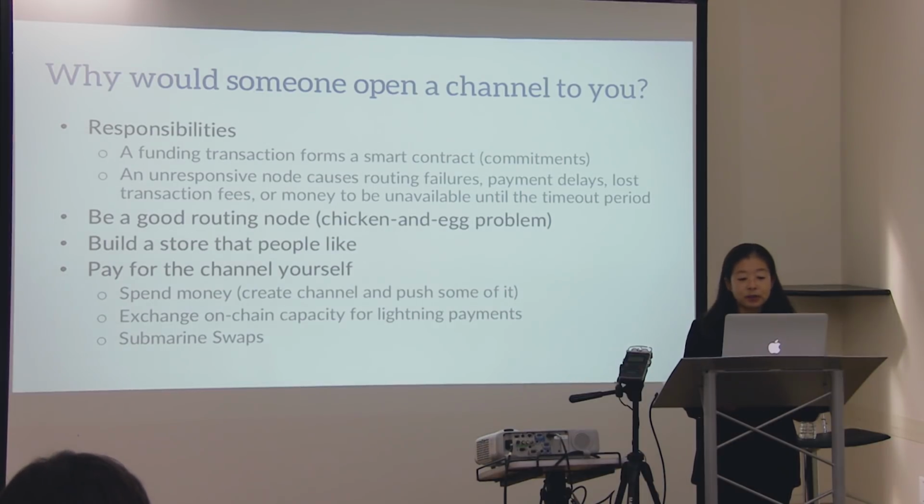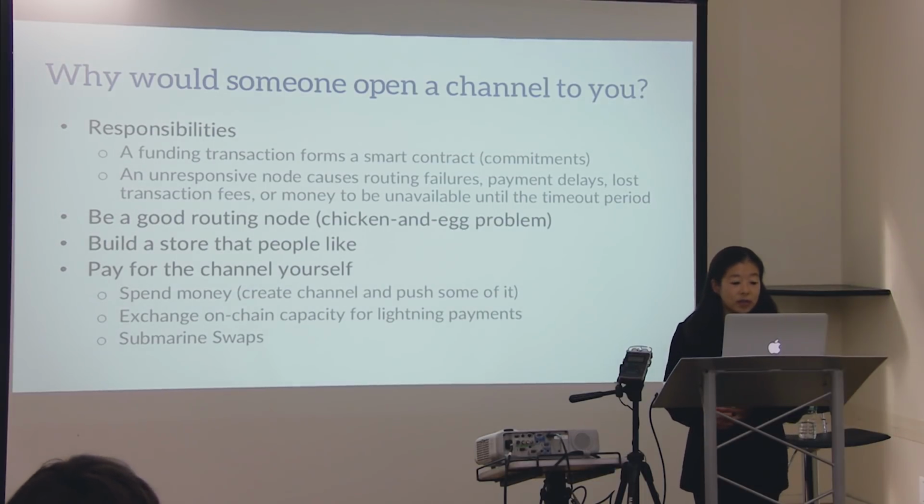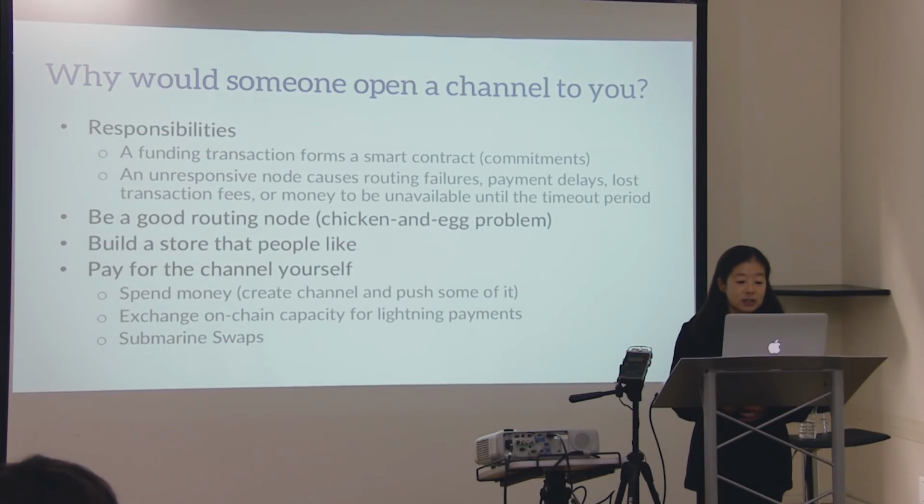So another strategy is to just build a store that people like and force them to have to create channels to you in order to pay you. That's kind of suboptimal, but you can also just pay for the channel yourself. Since we're all going to be using Lightning for everything anyway, we can just create a channel, put some funds in it, and start spending money at other places that take Lightning payments. And if we have a funded channel and push some of it out, then that means we now have incoming capacity.